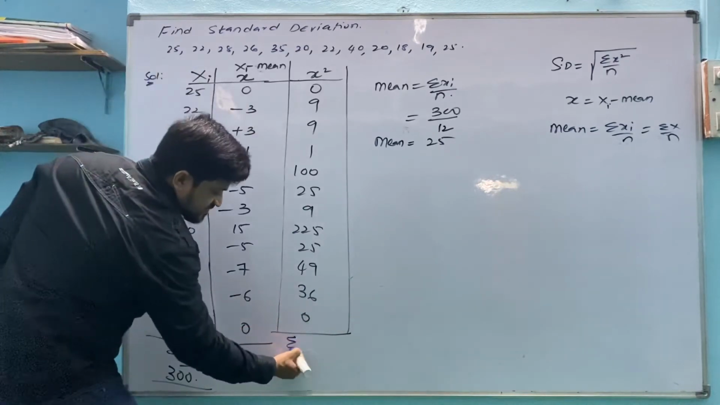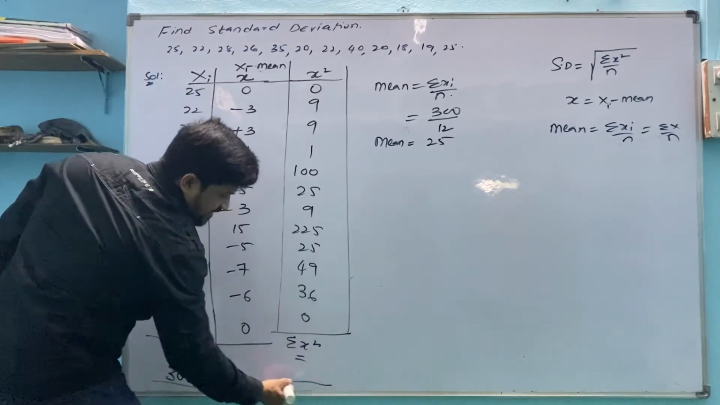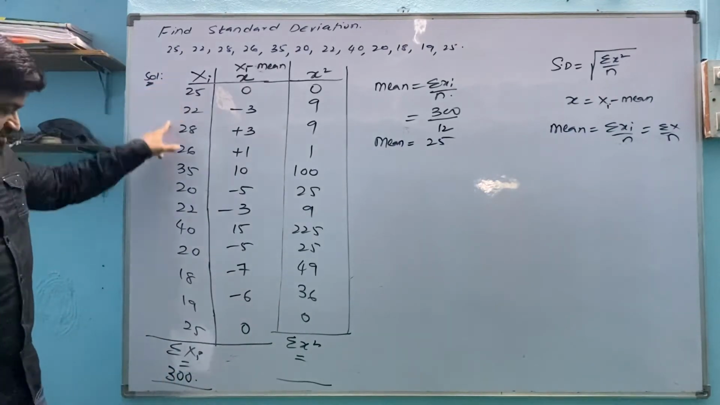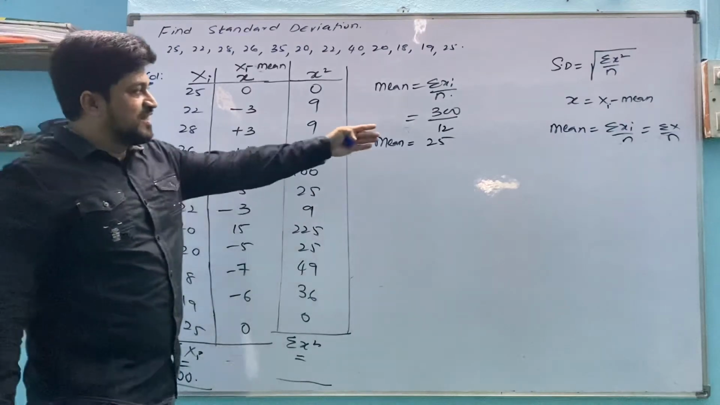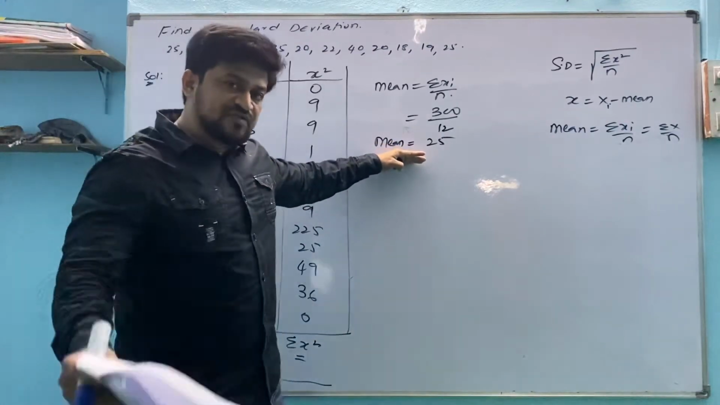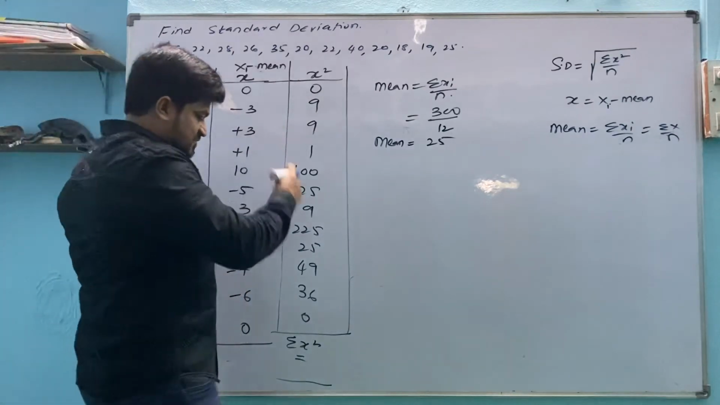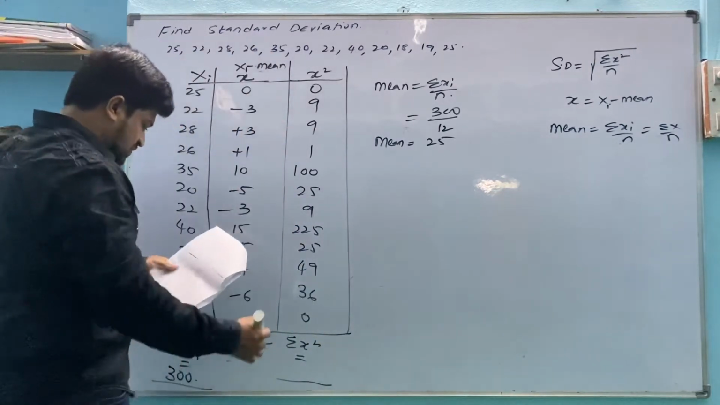After getting small x square, take sigma x square. See, this is xi, or capital X we can say. First we have to find sigma xi, then divide by n, you will get the mean value. After getting this value, you can move to the second column. Then once we got x square, find the total of that one.